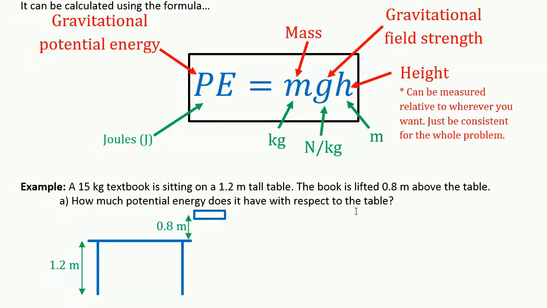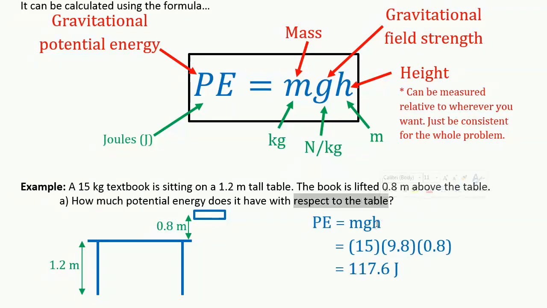So let's try and tackle this. How much potential energy does this book have? Well, potential energy is m times g times h. The mass of the book is 15. Little g is going to be 9.8. And the height, well, if we're measuring it again with respect to the table, how high is this book measured from the table? That's the 0.8. So that's what I put for height. Multiply those together, I get 117.6 joules. That's how much potential energy this book has relative to the table.